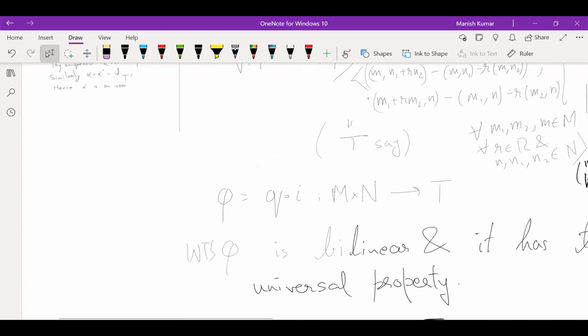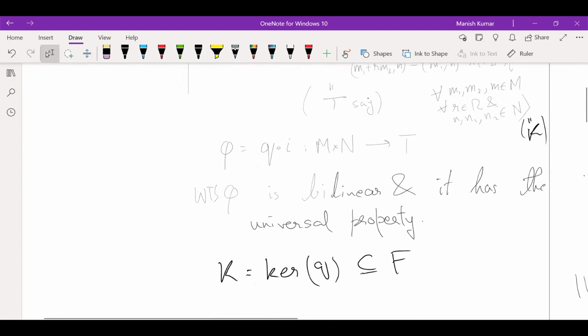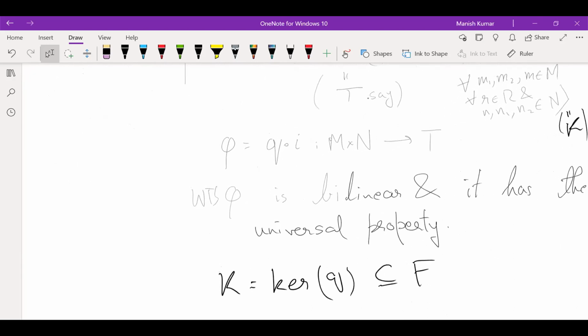So let's just check. We want to show that phi is bilinear, and we want to show that it has the universal property. Okay.